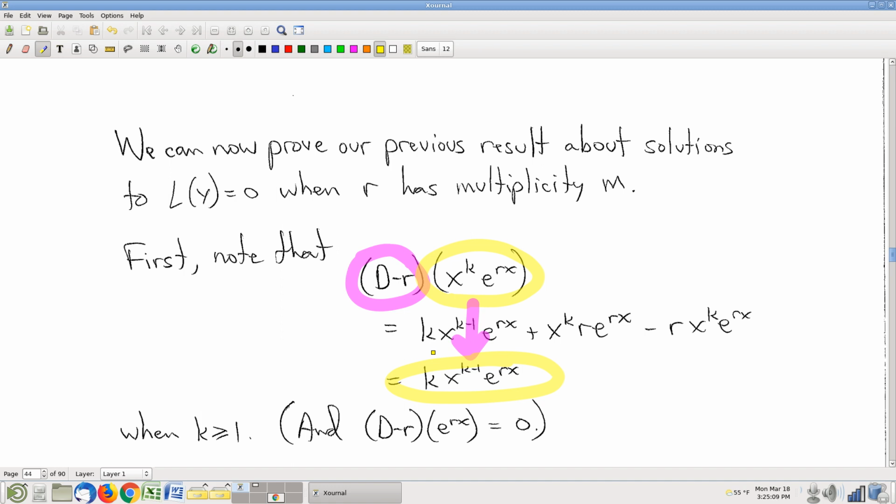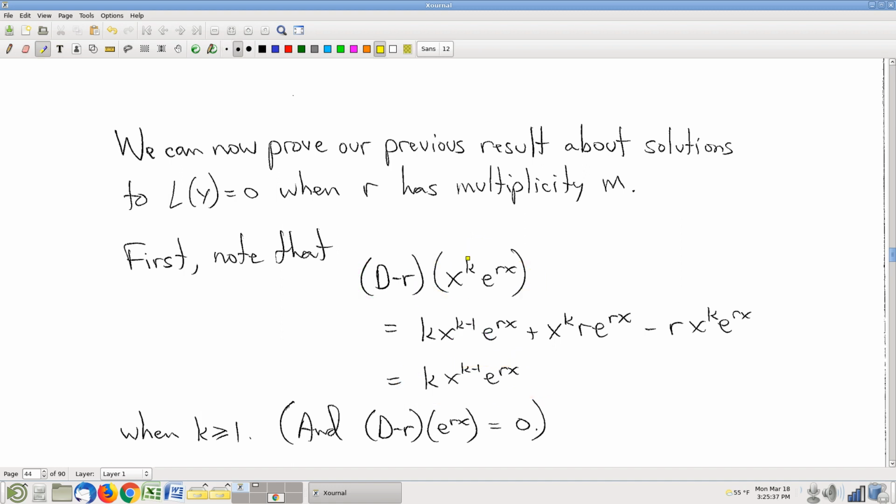This constant out front's not going to be all that interesting because most of the time we're talking about making stuff equal to 0, at which point a scalar constant kind of doesn't matter, right? But anyway, it's there. And the main thing that happens, though, D minus r takes a function of this form and reduces the power of x by 1. That's the main thing you want to think of. You know, what does D minus r do to these functions? It kills off one factor of x. It's a good way to think about that. Okay. All right.